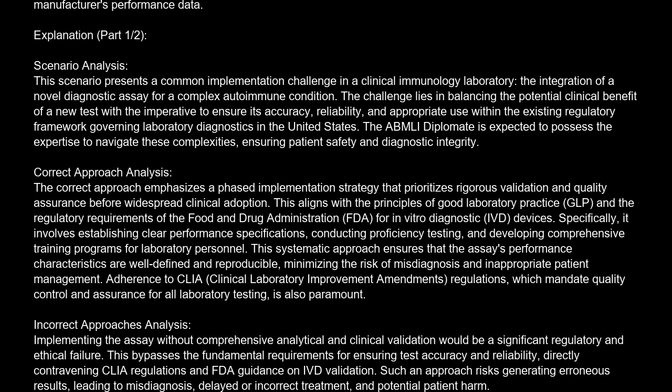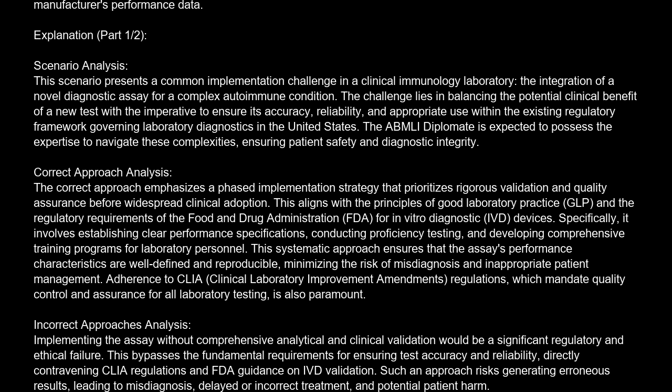Correct approach analysis. The correct approach emphasizes a phased implementation strategy that prioritizes rigorous validation and quality assurance before widespread clinical adoption. This aligns with the principles of good laboratory practice, GLP, and the regulatory requirements of the Food and Drug Administration, FDA, for in vitro diagnostic IVD devices. Specifically, it involves establishing clear performance specifications, conducting proficiency testing, and developing comprehensive training programs for laboratory personnel.